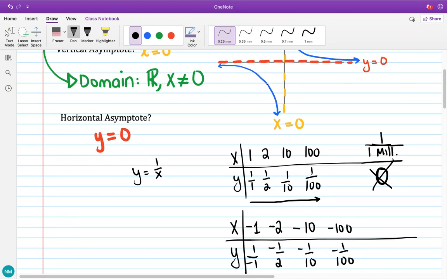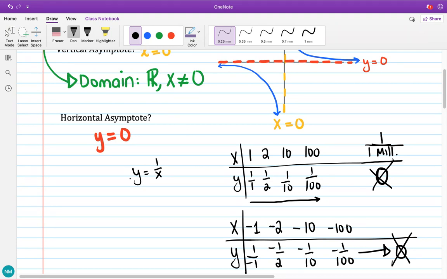So it's getting a smaller absolute value, but now it's negative. It's getting closer and closer and closer to that horizontal asymptote, which is y equals 0. It's getting closer and closer to 0, but it will never actually reach 0. So that is why we have this horizontal asymptote at y equals 0.